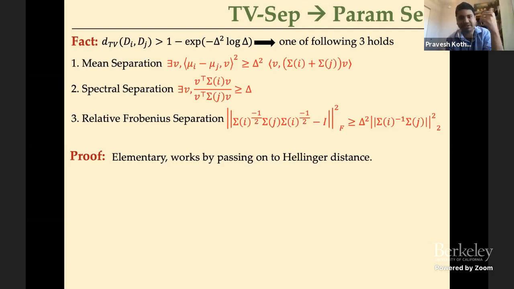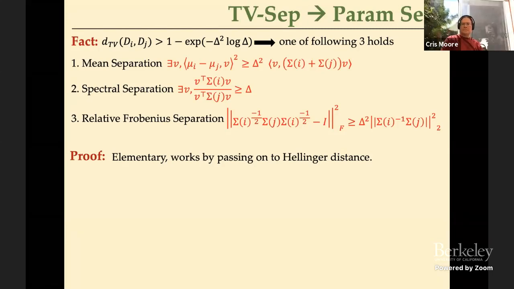It's completely elementary. We just work by passing on to the Hellinger distance and use the fact that there is a closed form formula for the Hellinger distance between any two Gaussians. Okay, so not going to tell you this proof. But that's the parameter way to understand TV separation.